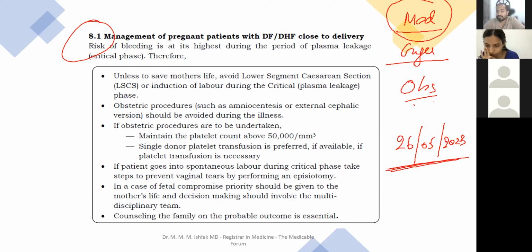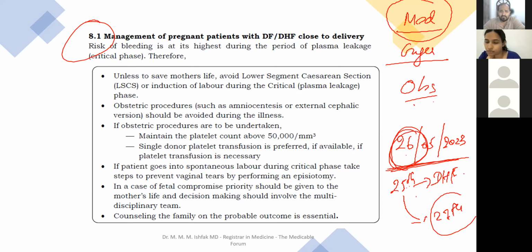The mother had a wish to deliver the baby on the 26th of May. Now, let's say on the 25th, she came into DHF. When is she finishing DHF? 48 hours, so 25, 26, 27. So the 27th. But the mother insists, no, I want to deliver on the 26th. That is one scenario.